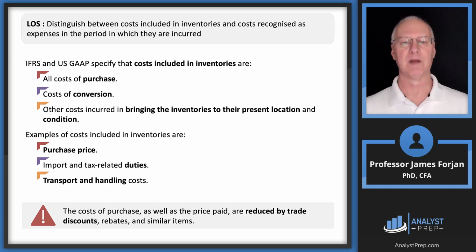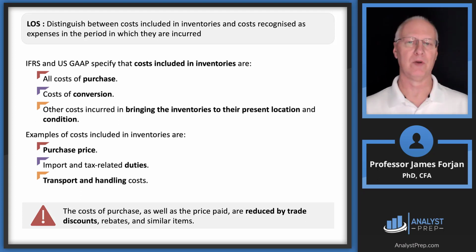And so look down at the very bottom, transportation and handling costs, of course, the purchase price, and then any government-related layers on top of those costs. But go ahead and look down at the bottom exclamation point. Of course, those costs of purchase have to be reduced by any kind of a rebate, any kind of a trade discount, or anything else that might impact that cost.